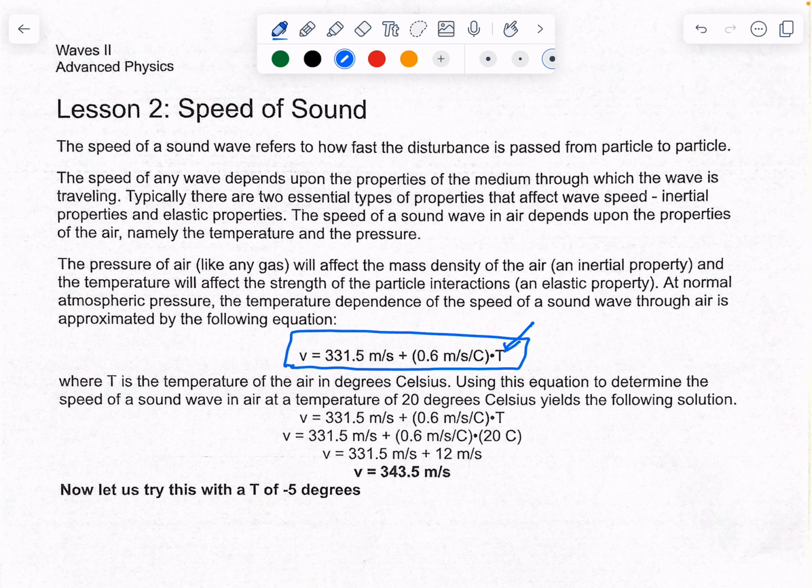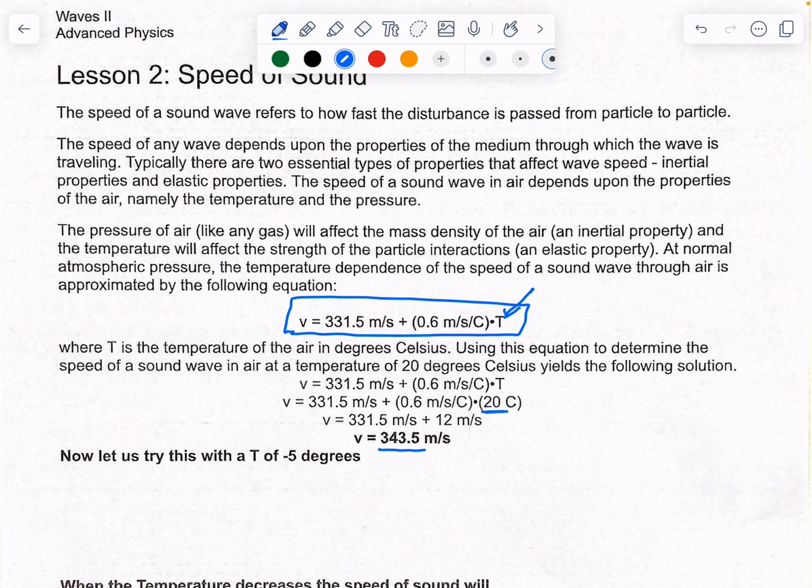Our first example is 20 degrees Celsius. I want to know what the speed of sound is at 20 degrees Celsius. So V equals 331.5 plus 0.6 times 20. That's where you add that 20. And you get a speed of sound of 343.5 meters per second. So at 20 degrees, that is the specific speed of sound.